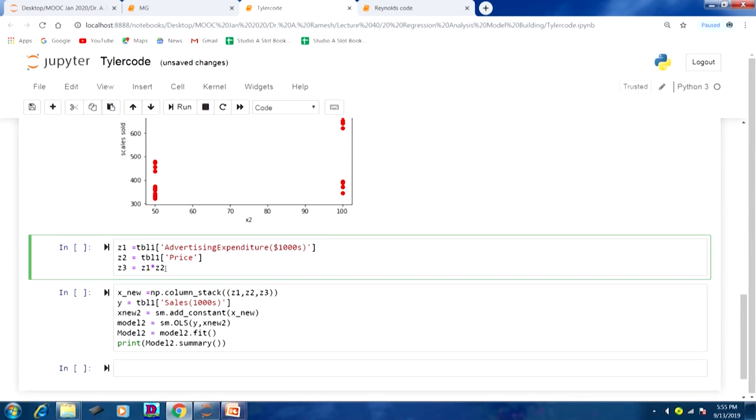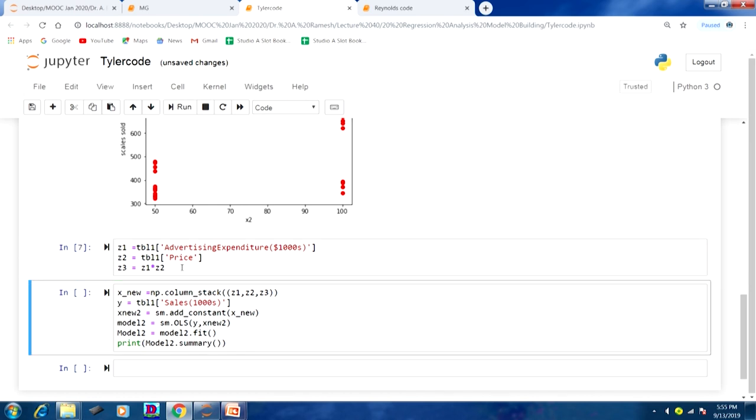So the two variables, z1 and z2, are multiplied. Our z1 variable is advertising expenditure, our z2 variable is price. So the new variable is z1 multiplied by z2, we will do this. Now this new variable is taken as another independent variable.